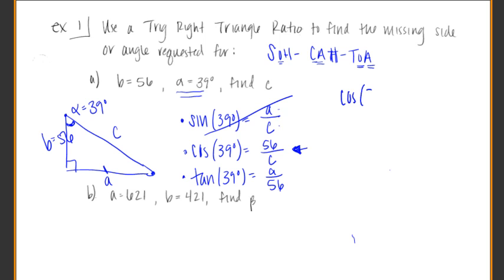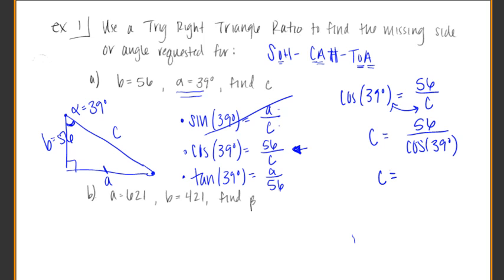Okay, so cosine of 39 degrees, just remember you always take your sine, cosine, or tangent of an angle, is equal to 56 over c. And the quick, easy way to solve for these is to just swap those two around. This is the exact same thing as saying c is equal to 56 over the cosine of 39 degrees. That's just kind of a little cheat sheet, okay?